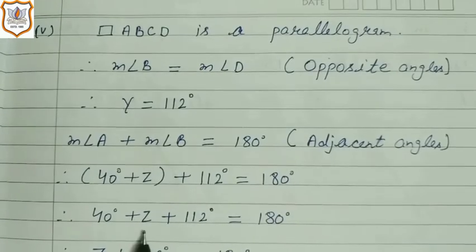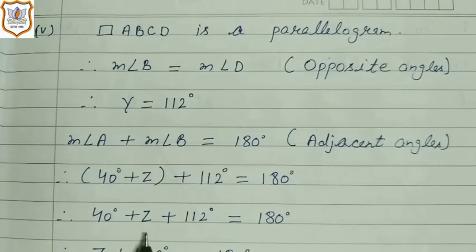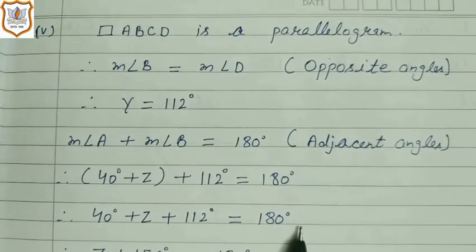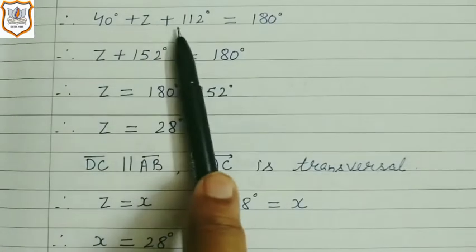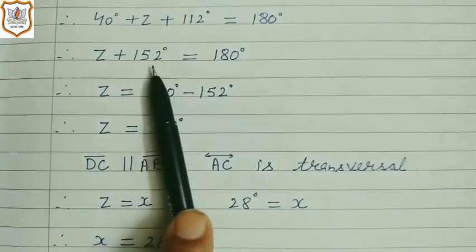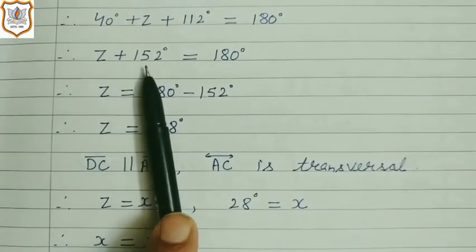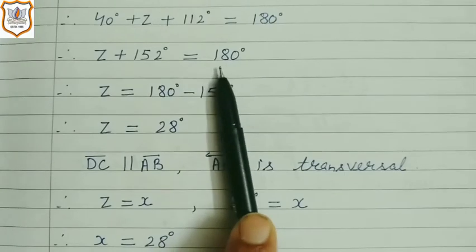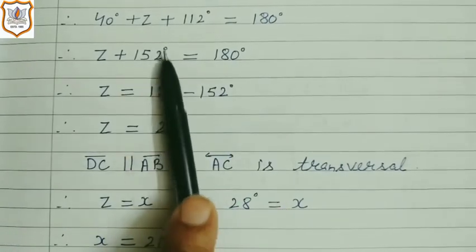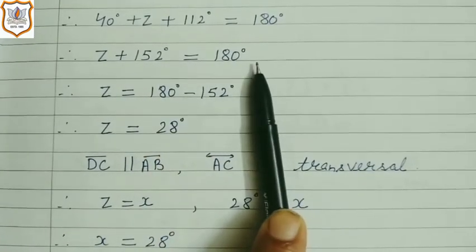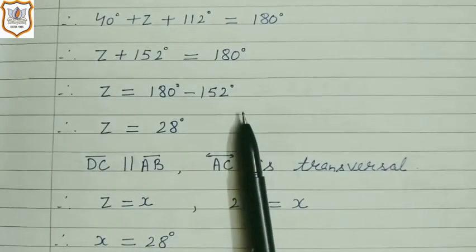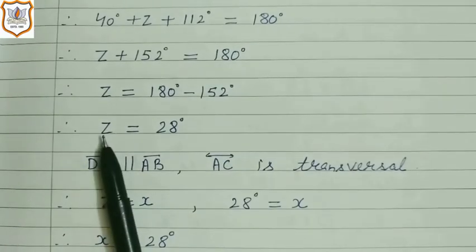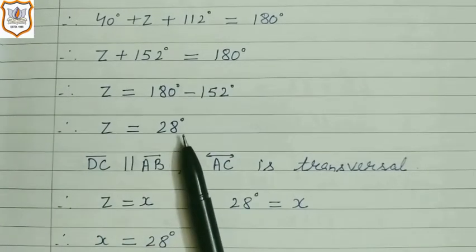Now we get the value of Z. So we write 40 plus Z plus 112 is equal to 180. 40 plus 112 becomes 152. So we write Z plus 152 is equal to 180. Now we shift 152 to the right hand side. So we write Z is equal to 180 minus 152 and we get the value of Z as 28 degree.